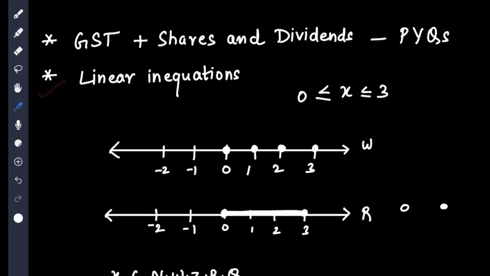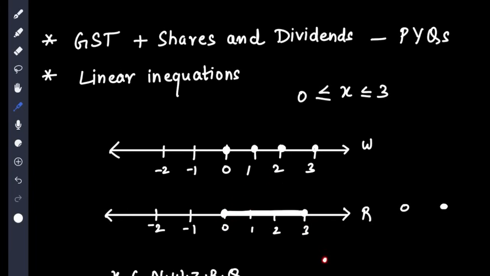Linear inequations is all about drawing the right solution set. For example, this is given: 0 is less than equal to x less than equal to 3. Here they have asked you to plot it on the whole numbers line. So you'll have to mark this 0, 1, 2, 3 like this. For real numbers, you have to mark this with the help of a line which is covering all these points. So this symbolizes that all the numbers that are present in between 0 and 3 are covered.